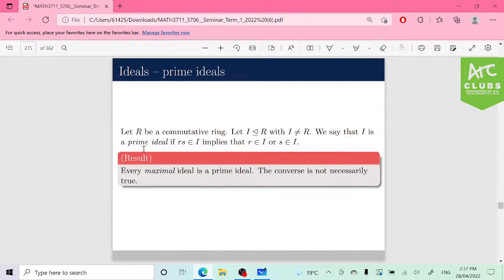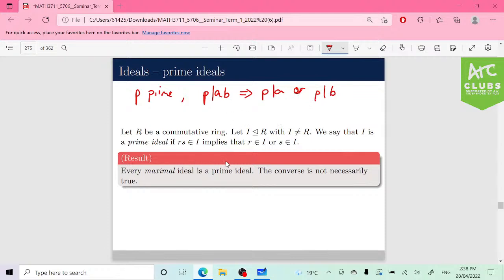And we say that I is a prime ideal if the product of two elements R and S inside your ring being in I implies that R is in I or S is in I. So a way to think about this is to look at prime numbers. If you take a prime P, and you know that it divides AB, then it implies that P divides A or P divides B.